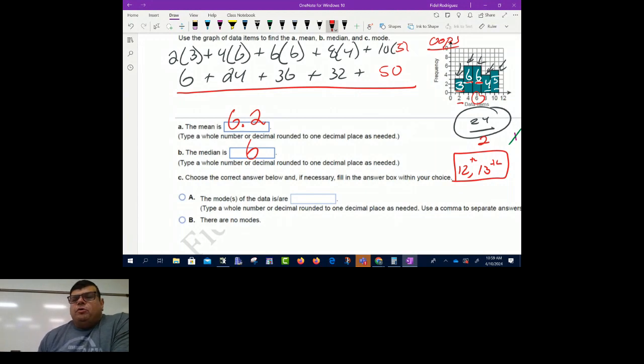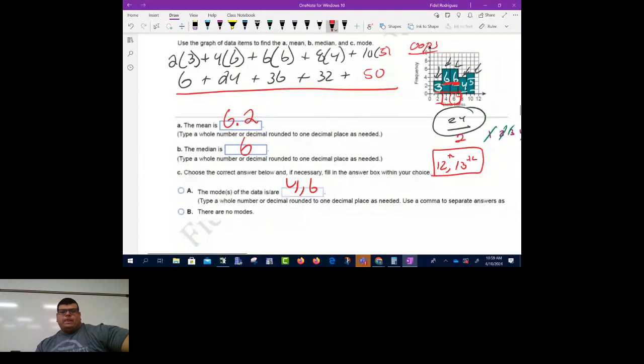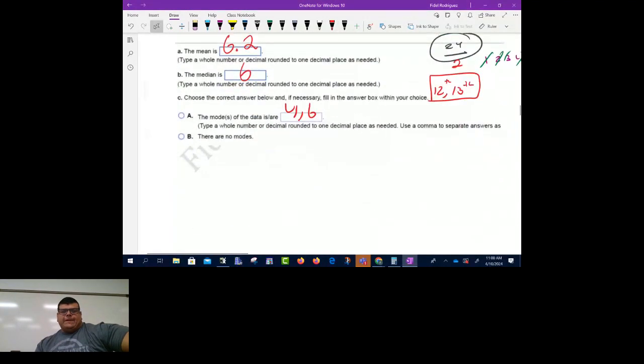Okay, now the mode. The numbers that occurred the most, y'all, those were the biggest bars, and those bars referred to the numbers 4 and 6. Okay. And so that's that part right there. All right.